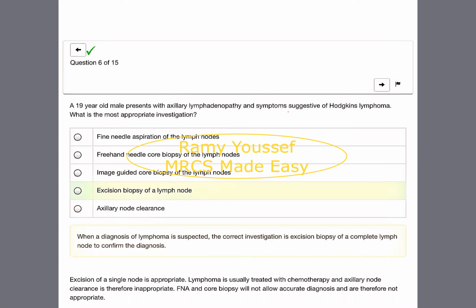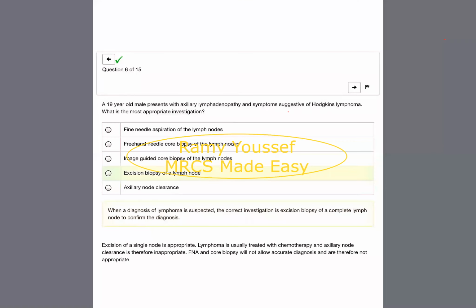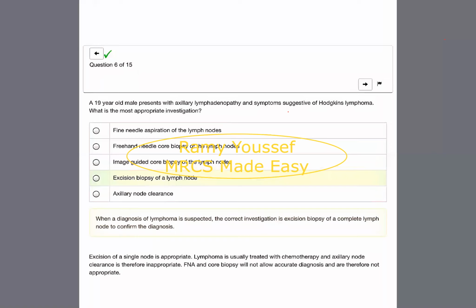And even in cancers, if you doubt cancer, if your patient has a breast lump and you can palpate an axillary lymph node, you go for fine needle aspiration. If it is negative, it's okay. If it is positive, you will go for axillary lymph node clearance. But the policy and protocol in Hodgkin lymphoma, or suspected Hodgkin lymphoma, is to take a full lymph node by excisional biopsy for analysis. Excisional biopsy. You take a complete lymph node.